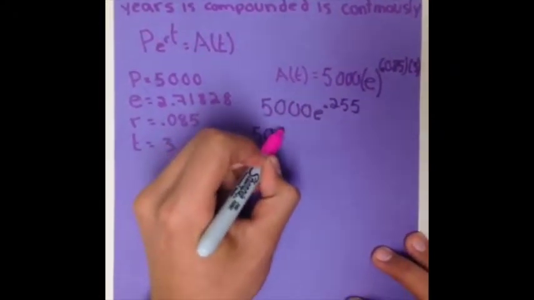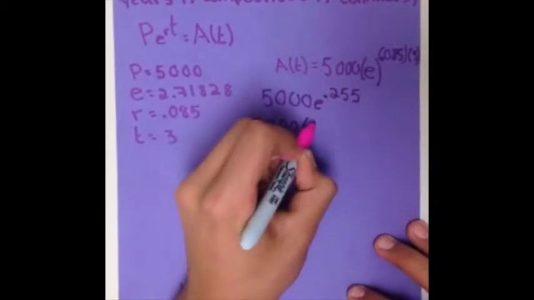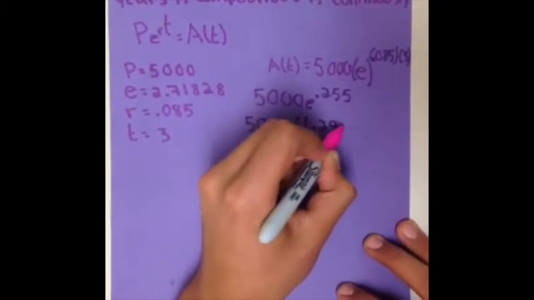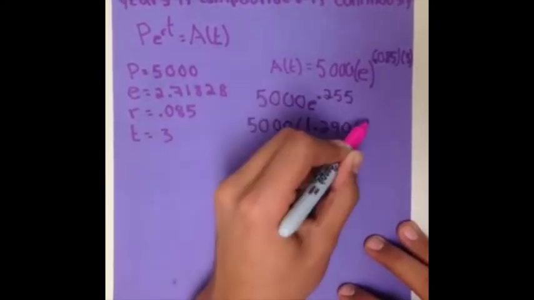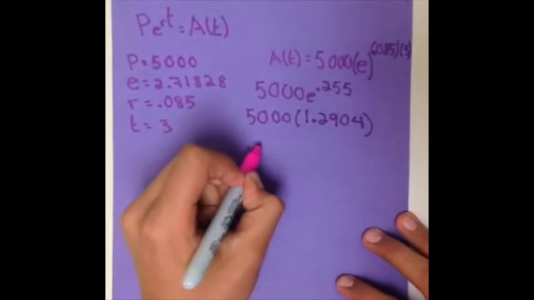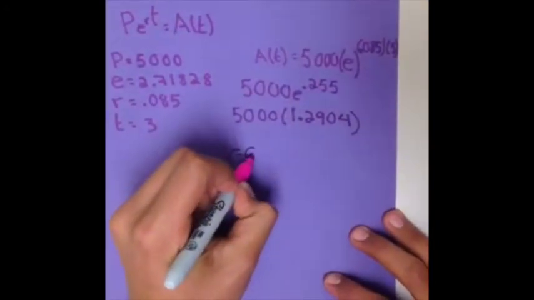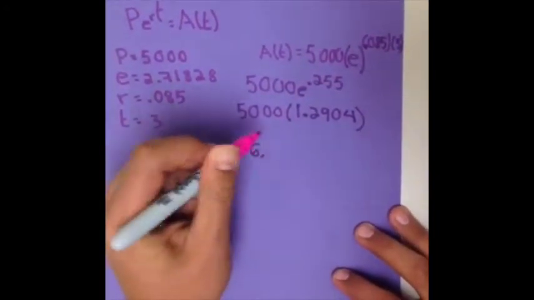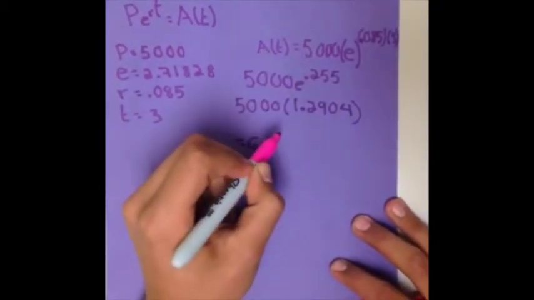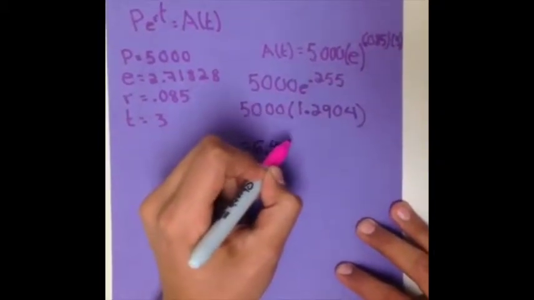So now we solve. And we get 5,000 multiplied by 1.2904. Now we multiply this and we get that in 3 years, paying continuously, he gets an investment of 6,452.